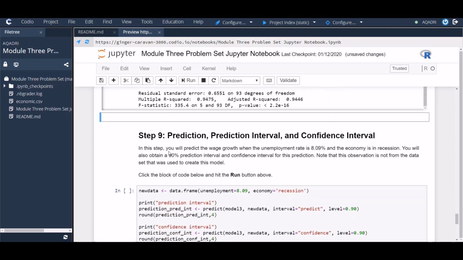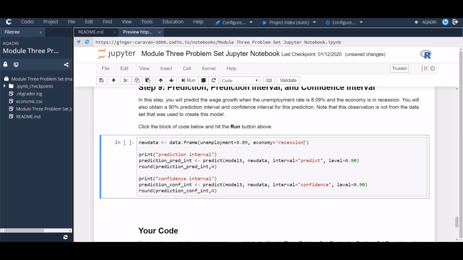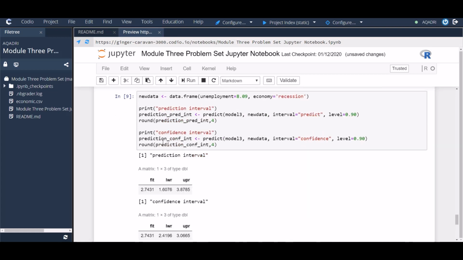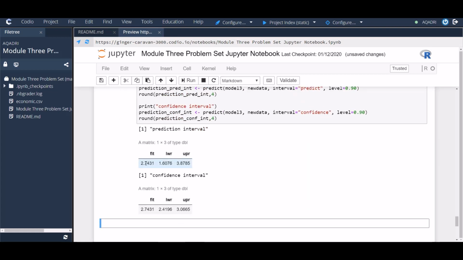The next step is again the prediction interval and the confidence interval. This time we're using unemployment as a quantitative predictor and economy as a qualitative predictor. So we're creating this one row, and then doing our predictions. Let's see what we get here. Here is our prediction of the wage growth of 2.74%. And here are the lower and the upper bounds of the prediction interval and the confidence interval.